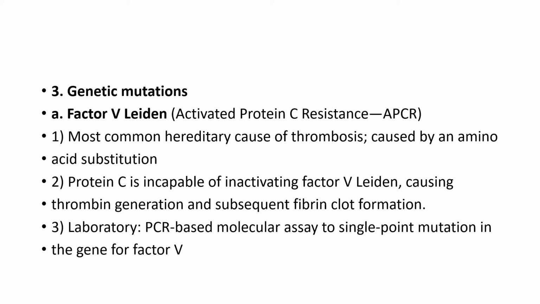The third possible cause of the thrombotic disorders is genetic mutation. Letter A, factor V Leiden, activated protein C resistance or APCR. This is the most common cause of thrombosis, genetically speaking, and this is because of a missing or substituted amino acid. Protein C is not capable of inactivating factor V Leiden, and it causes thrombin generation and formation of fibrin clots. How can we detect this? There are molecular assays based on PCR, okay, single point mutation in the gene for factor V.